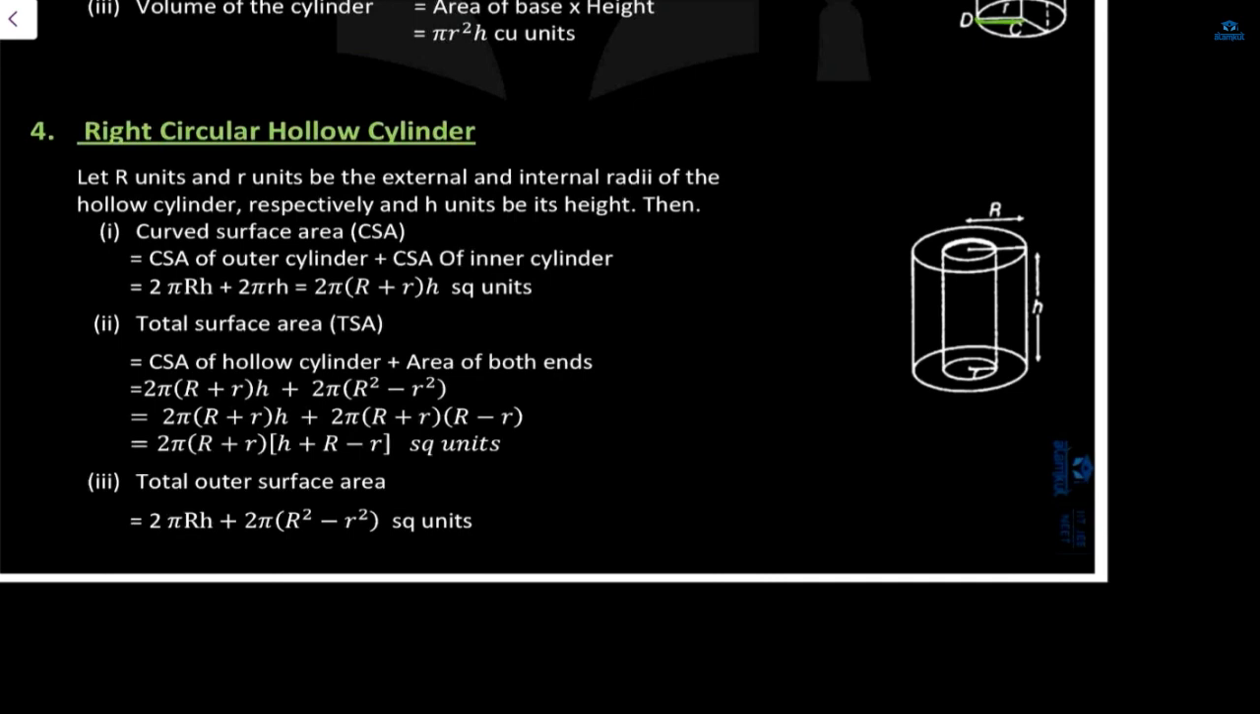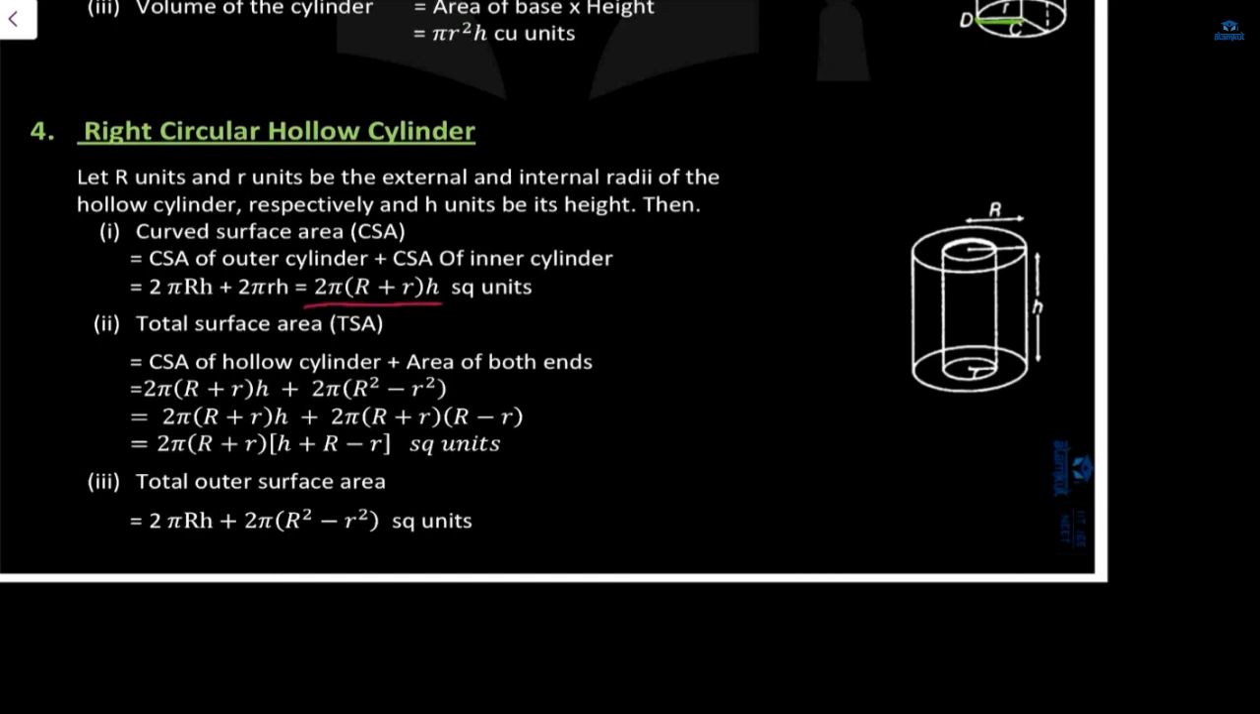Now here the curved surface area will be the curved surface area of the outer cylinder plus the curved surface area of the inner cylinder. Curved surface area is the circumference of the base into height. So 2 pi capital R h plus 2 pi small r h. So 2 pi h will be common, and capital R plus small r. The formula is the same as above, but since there are two cylinders here, instead of r, we have capital R plus small r.